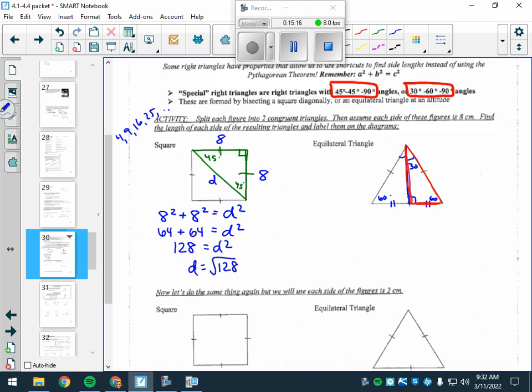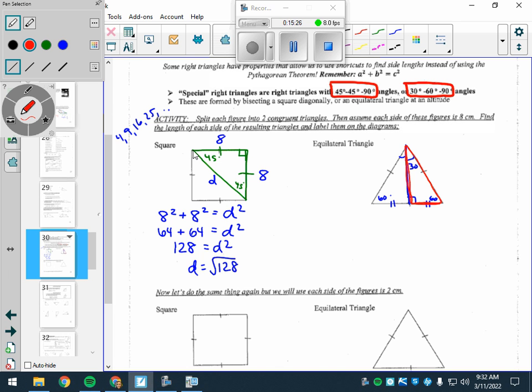64 is a perfect square, and we can see it goes in twice, right? So 16 would work, 4 would work, all those would work. But the quickest way to get there is to use the 64. So we're going to do the square root of 64 times the square root of 2, which is 8 root 2.